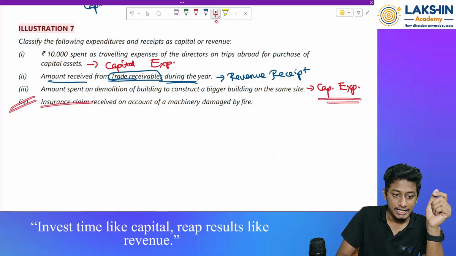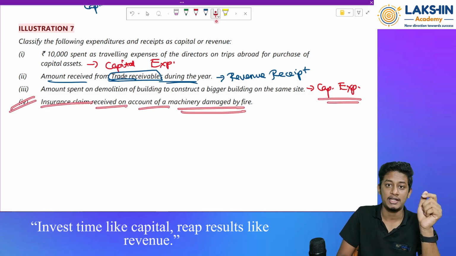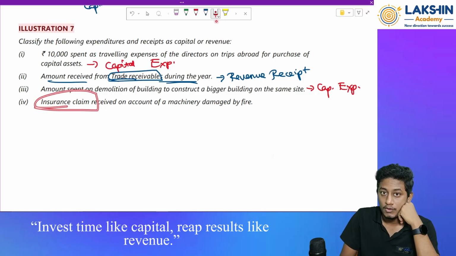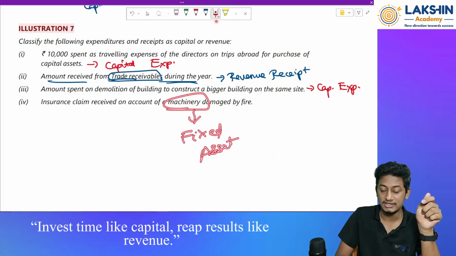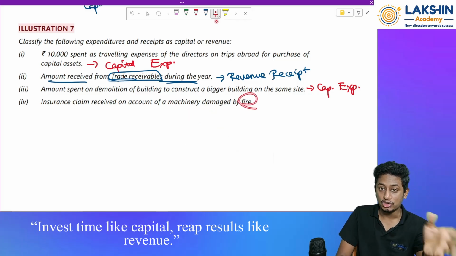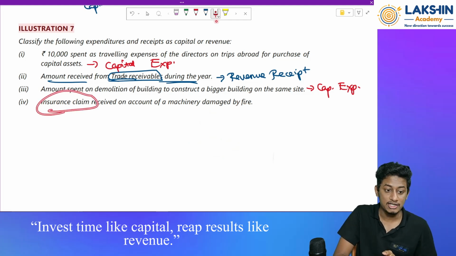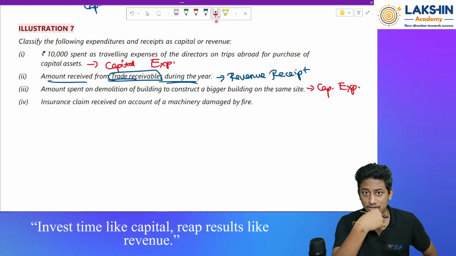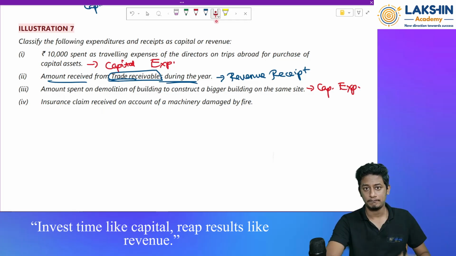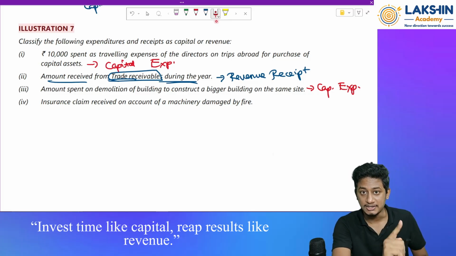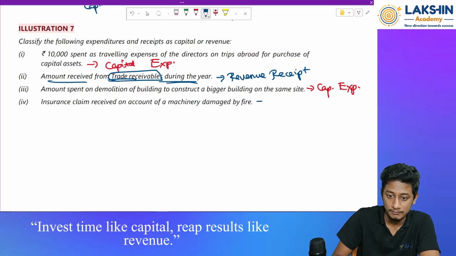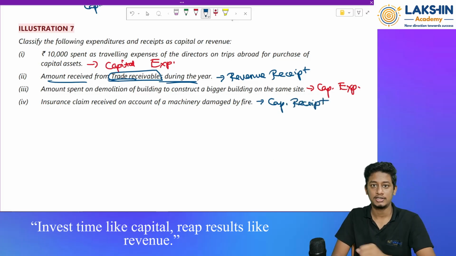Then, insurance claim received on account of machinery damaged by fire. Why are you receiving the insurance claim? What is the reason? Because a machinery which was a fixed asset is being destroyed by fire. So on that you are receiving an insurance claim. Now tell me, on a recurring basis will you receive the insurance claim? The machinery whatever you have is destroyed. You are receiving an insurance claim. It will be for one time basis only. Because of that reason, again this will be taken as what? Capital receipt. Done. Next.